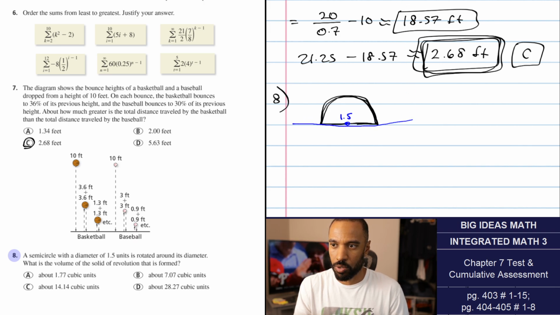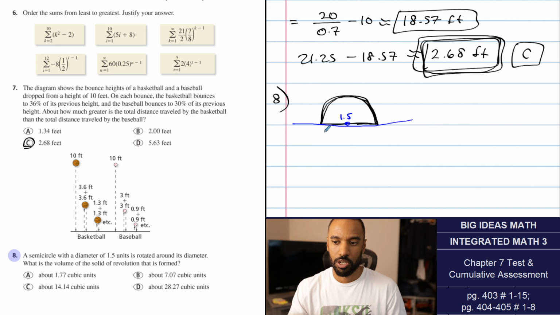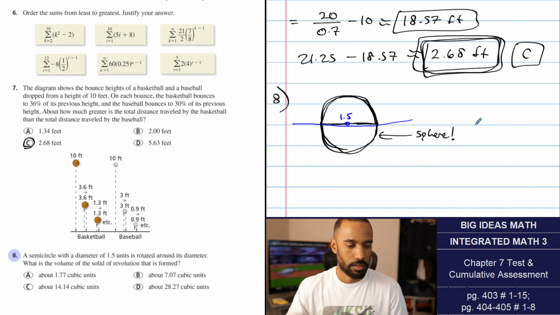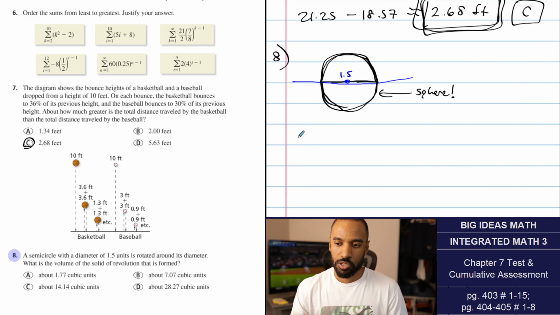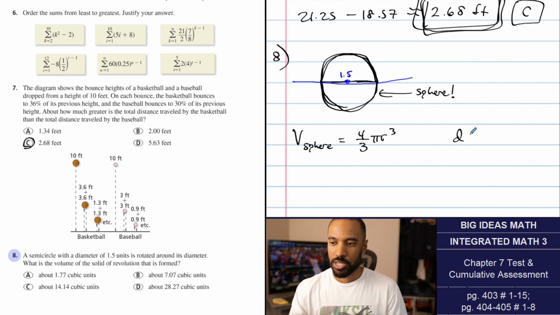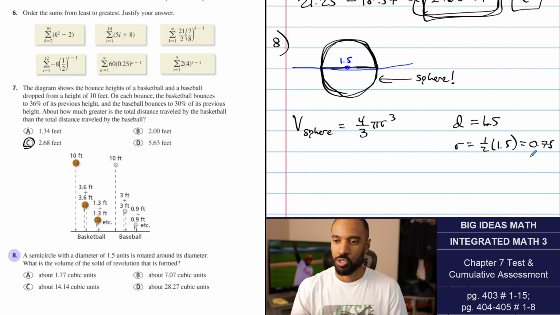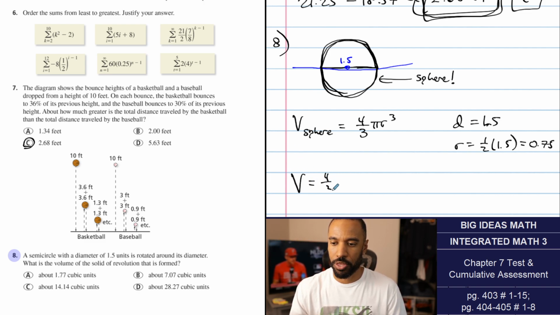So you're doing the rotation around here. You're making a sphere. What is the volume of the solid of revolution that is formed? So a sphere's volume is 4/3 pi r cubed. Our diameter is 1.5, so our radius is half of 1.5, which is 0.75. So the volume of this is 4/3 pi times 0.75 cubed.